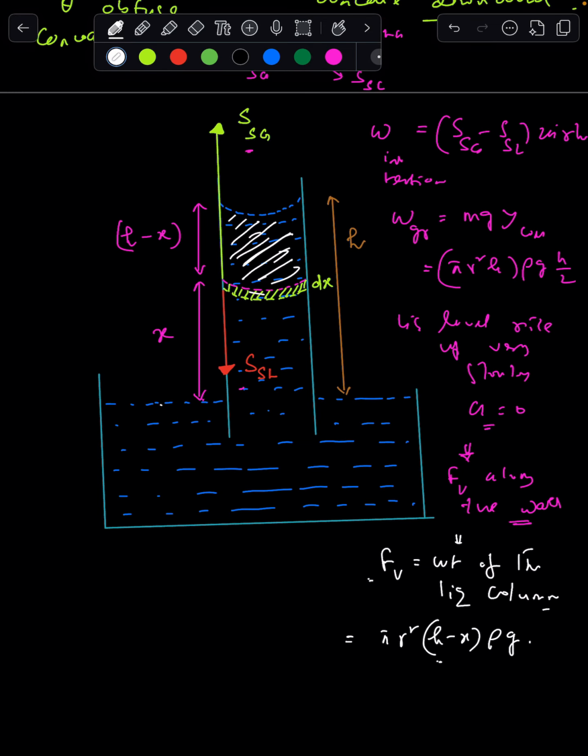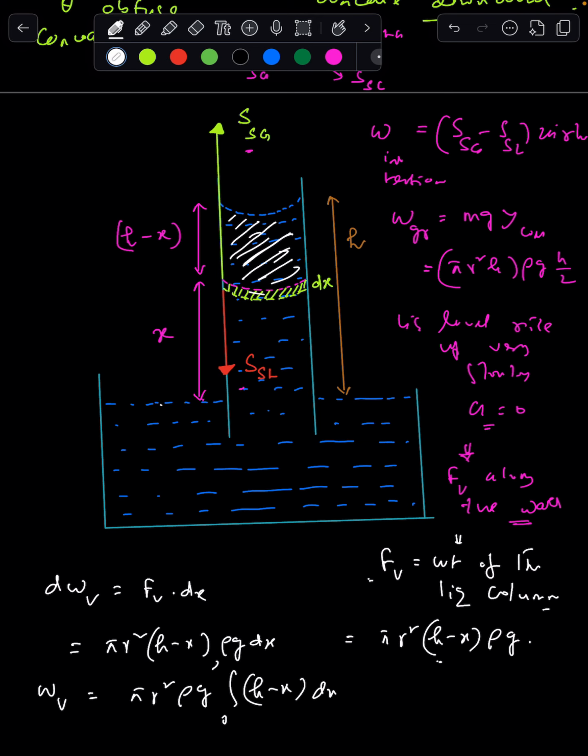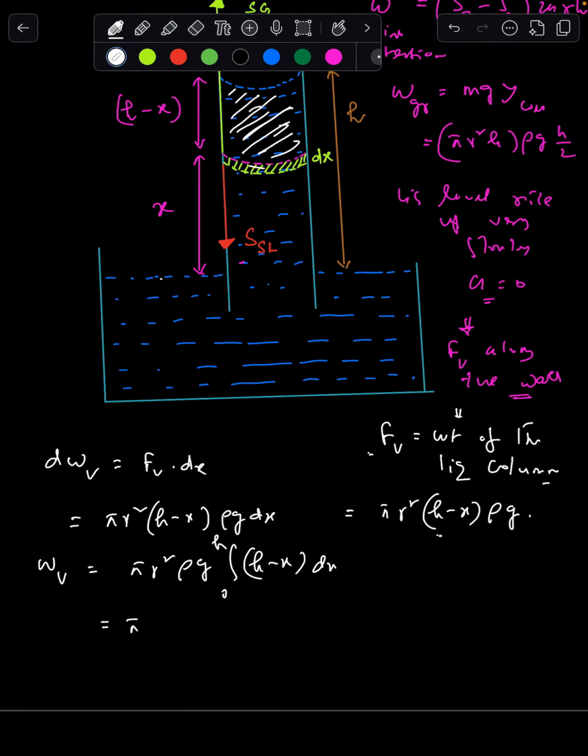Now if I want to calculate the work done by this one, how can I do it? I will do it this way. dWv is equal to Fv dot dx. So I'm going to write pi r square (h minus x) rho g dx. So work done by this is equal to pi r square rho g (h minus x) dx. Integration will be from 0 to h. So pi r square rho g, directly I am writing, this is going to become h into h minus h square by 2. So this is pi r square rho g h square by 2.